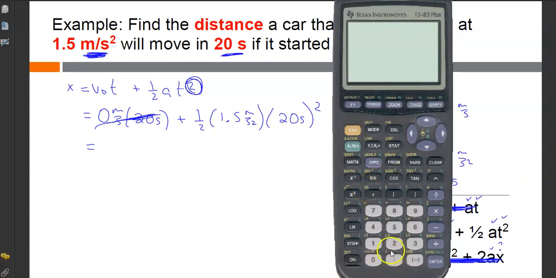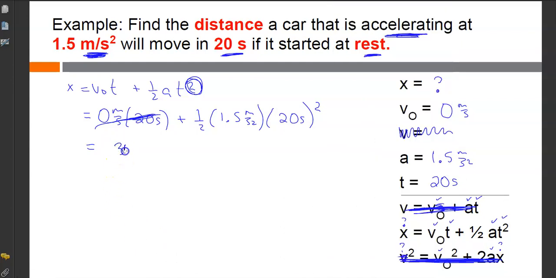That's kind of useless. But if you wanted to start at the beginning and go 0 times 20 plus, for the 1/2 I usually do 0.5 like that. You could also do divided by 2. But times 1.5 times 20, and don't forget the squared. It's right there. There's your squared button. Okay, and there's your answer. It goes 300 somethings. Okay, I write the number down.